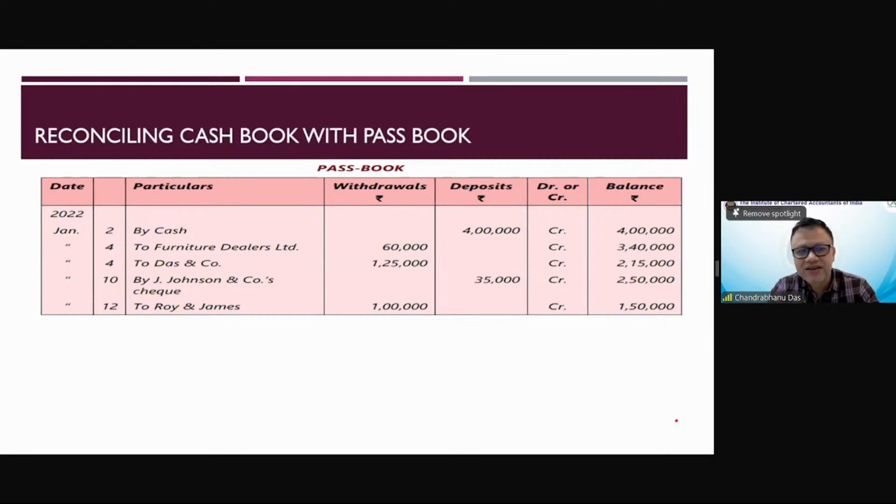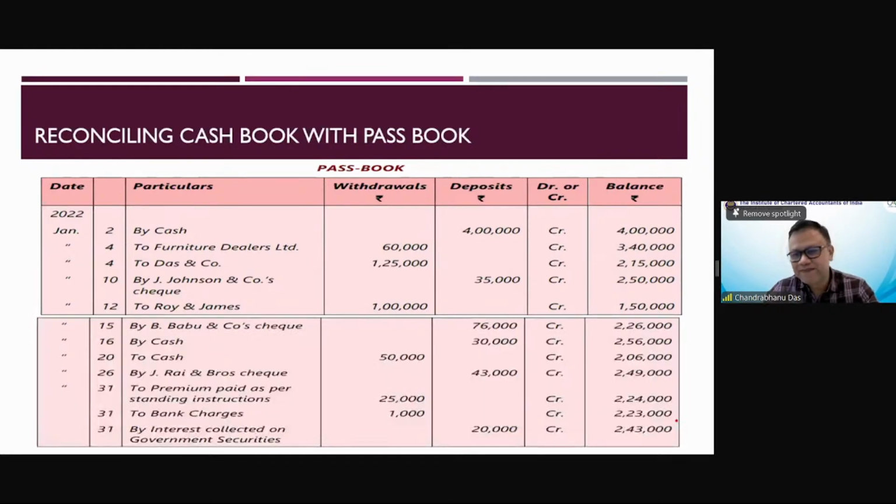First of all, a passbook comes from the bank. Either the bank sends it through its own person, or somebody who goes to the bank gets the passbook and brings it to the accountant and shows that these are the withdrawals and these are the deposits. Seeing this, you can see the balances, withdrawals and deposits.